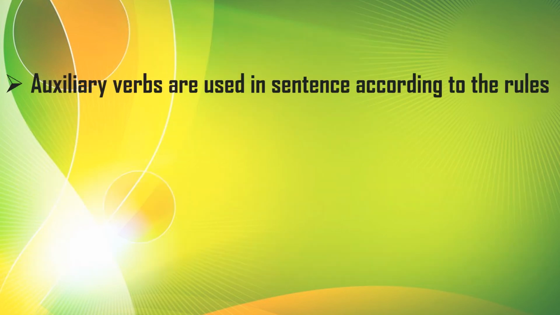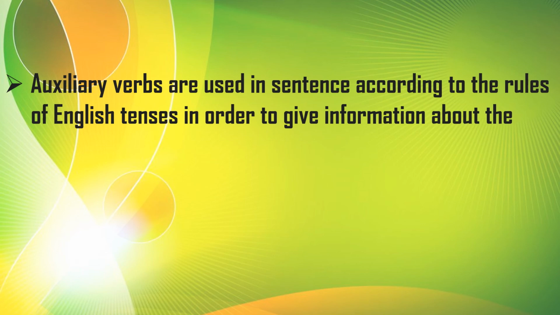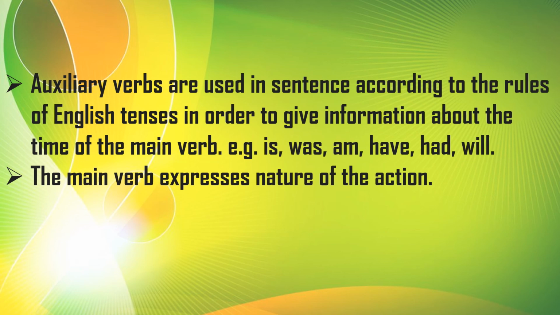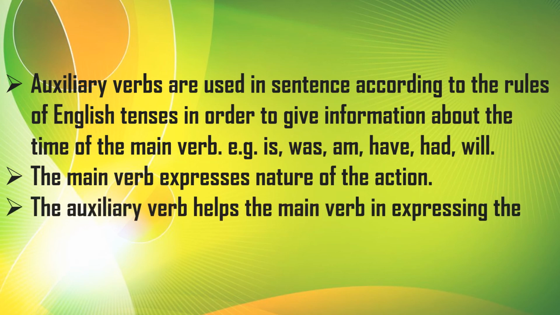So what we learnt in today's session: auxiliary verbs are used in a sentence according to the rules of English tenses in order to give information about the time of the main verb. Just now we have seen that. We have seen examples of is, was, am, have, had and will. So we have seen sentences in all the tenses, present, past and future. And the main verb expresses the nature of the action, but the auxiliary verb helps the main verb in expressing the time of the action. So that's what we have learned in today's session.